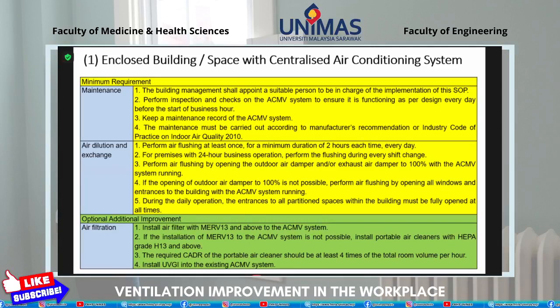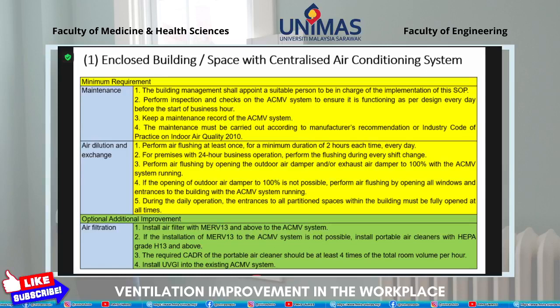They must perform air flushing at least once, for a minimum duration of 2 hours each time, every day. So the building operator must carry out this air flushing activity. How do they do that? They perform air flushing by opening the outdoor air damper and or exhaust air damper to 100% with the aircon system still running. And if the business has a 24-hour operation, they have to perform the flushing during every shift change, every shift change for 2 hours.